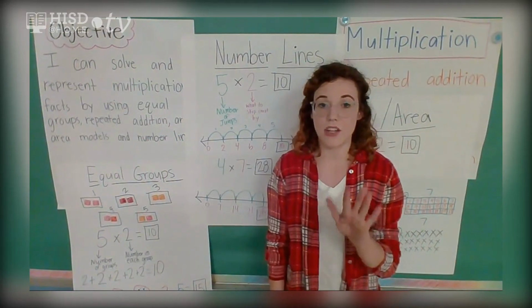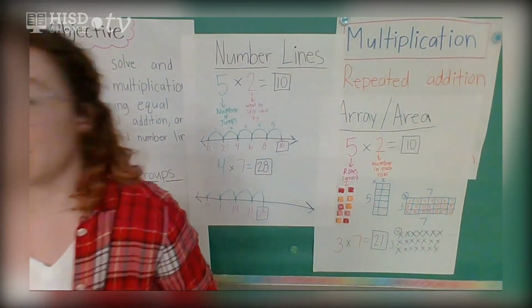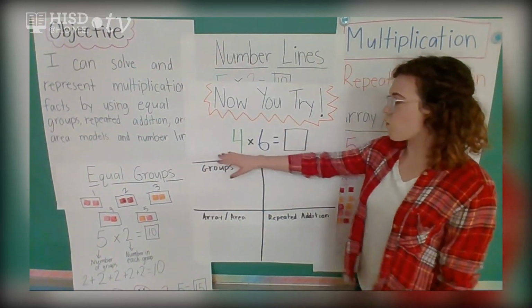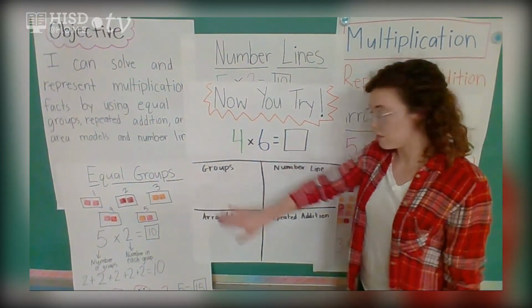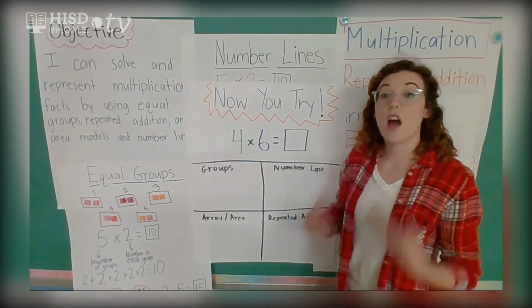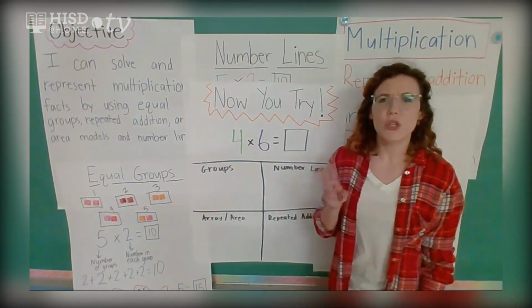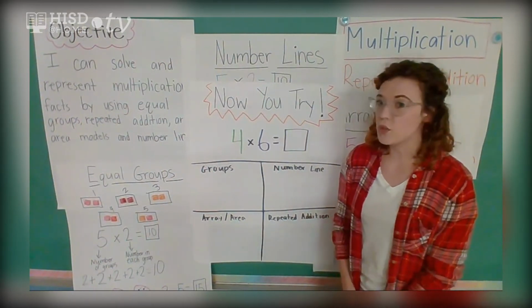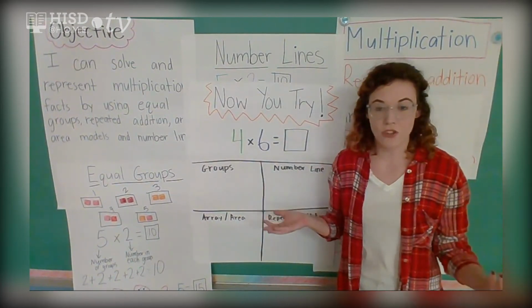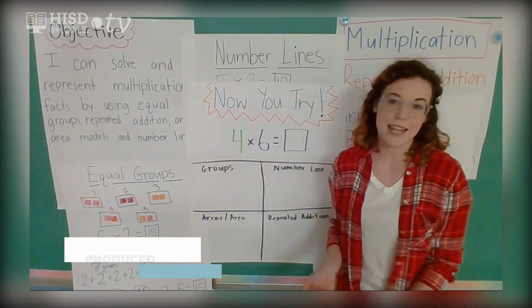I know it's a little bit over time, but I'm going to show you one more thing. I want to give you guys the opportunity to try it on your own. So I have 4 times 6. I have groups, array or area, number line, and repeated addition. I am not going to go over it today. I'll go over it another time. But I want you to pick 2 or 3 strategies and see which ones you like the best. I want you to try and solve it and see if you get at least 2. If you get the same answer, that means you did it correctly. That's my rule. If you do 2 and get the same answer, then you can move on, unless I ask you to do more.